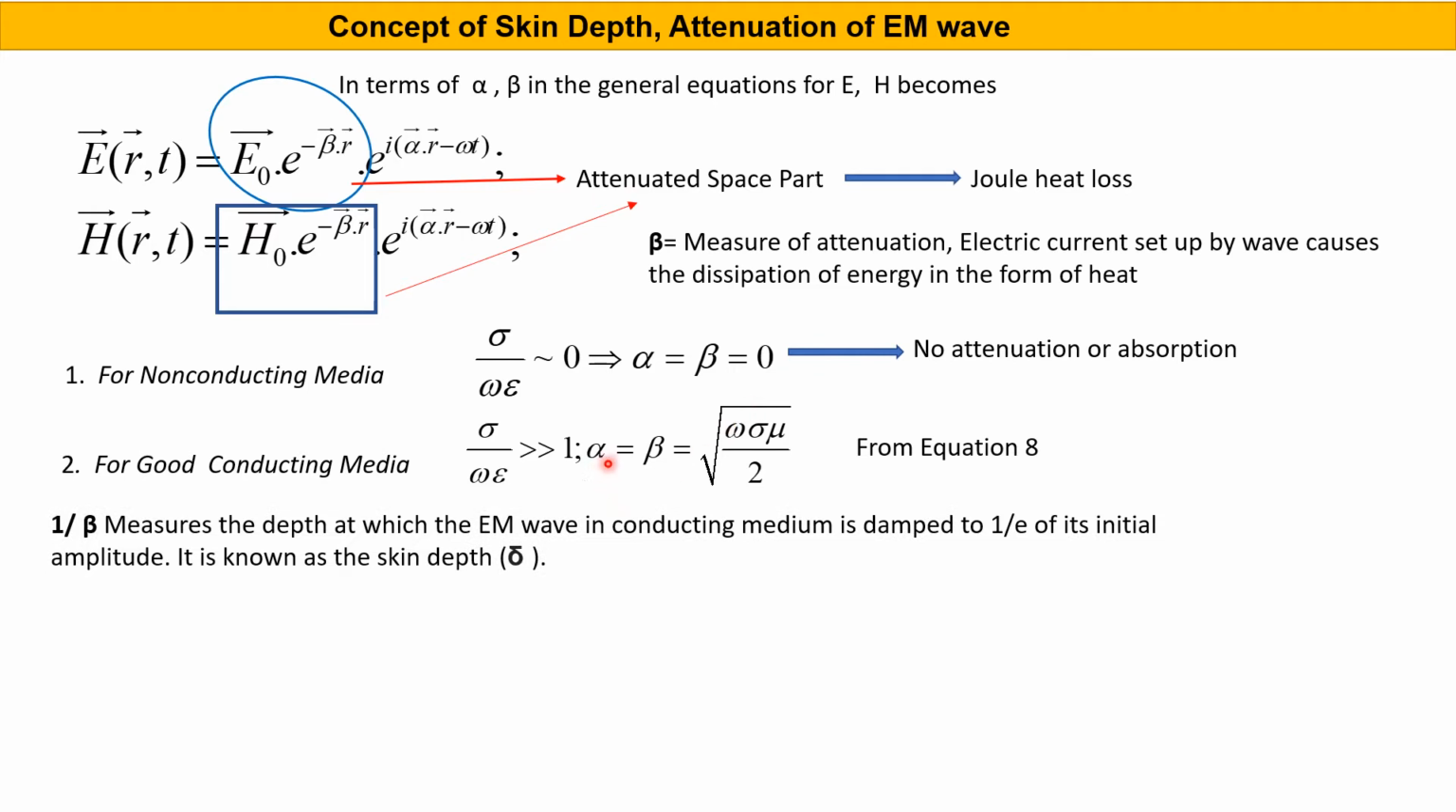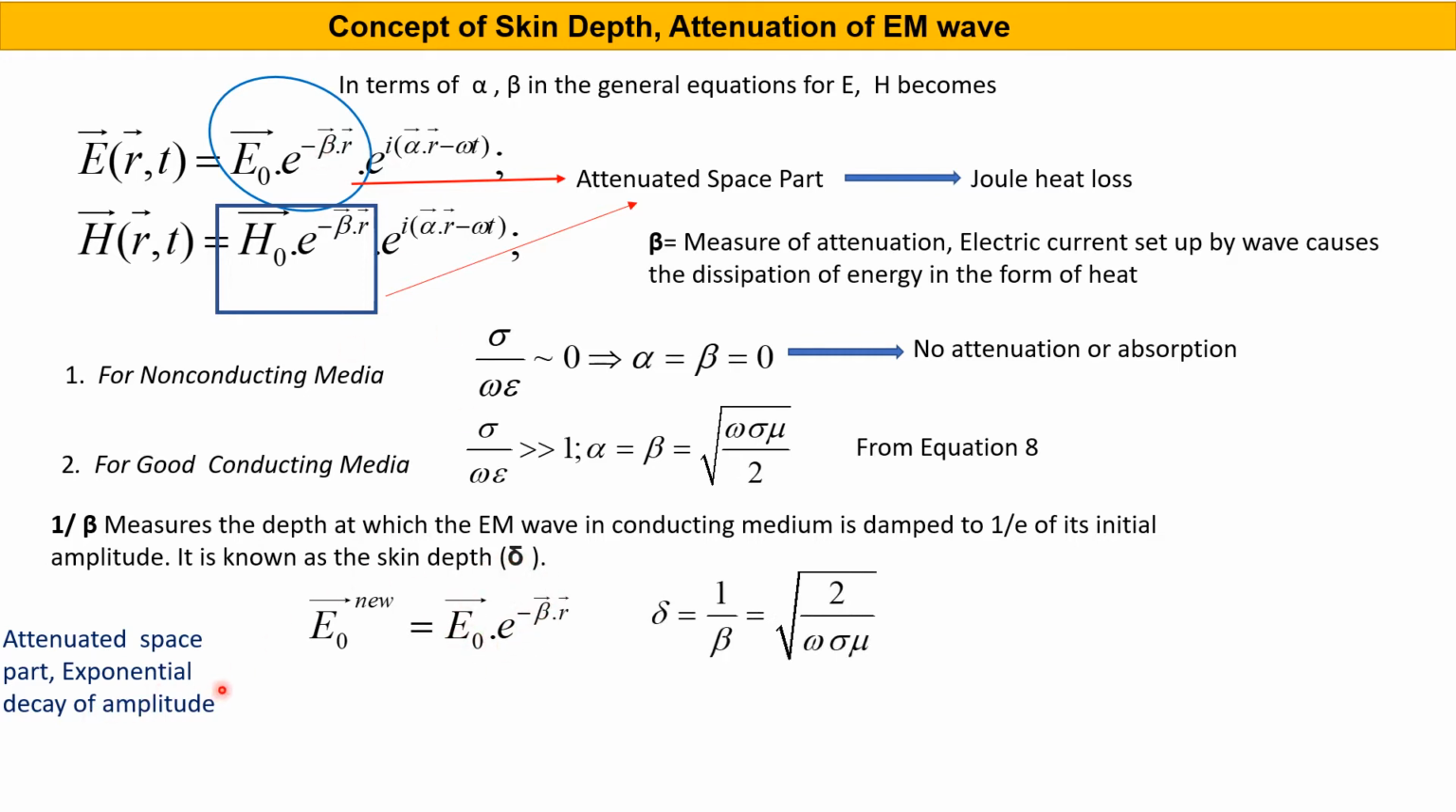Now what is 1 by beta? 1 by beta measures the depth at which the electromagnetic wave, which is entering a conducting medium, is damped to 1 by e of its initial amplitude. It is known as the skin depth. So this is the depth of the attenuation. This is the new amplitude that I am showing, and this will be E0 into e to the power minus beta r. So this is the exponential decay.